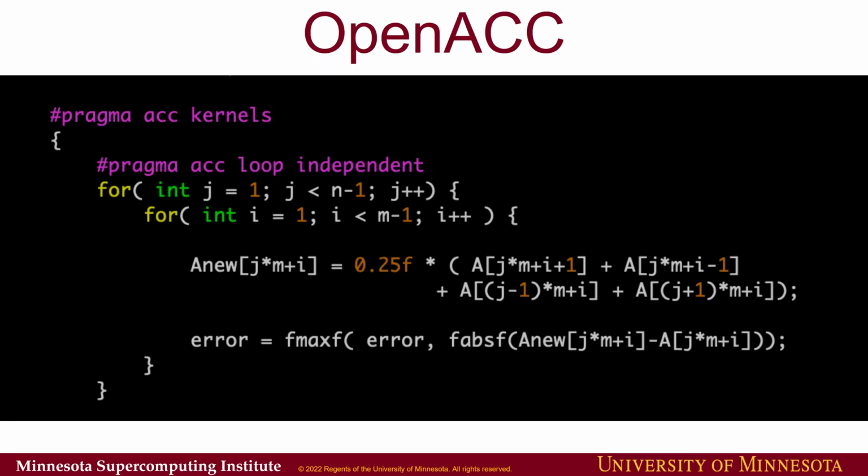So this is an example of OpenACC. It's similar to OpenMP, where you have these pragma statements that you put in, these pragma directives, where here you have pragma acc kernels for the entire block, then pragma acc loop independent for when you want to parallelize the outer loop in this case.